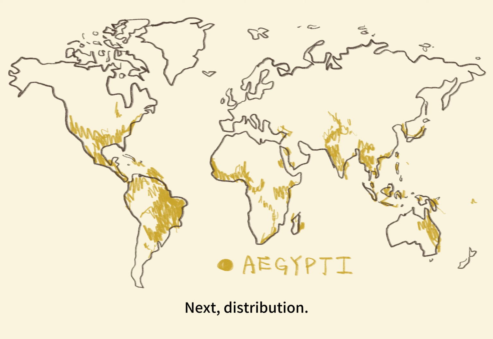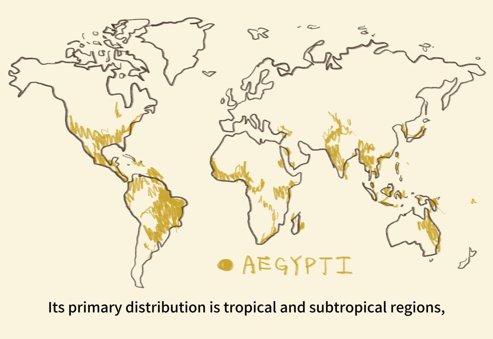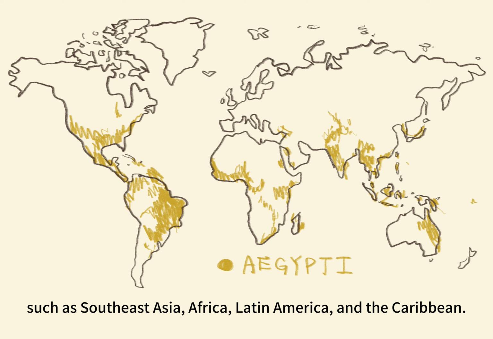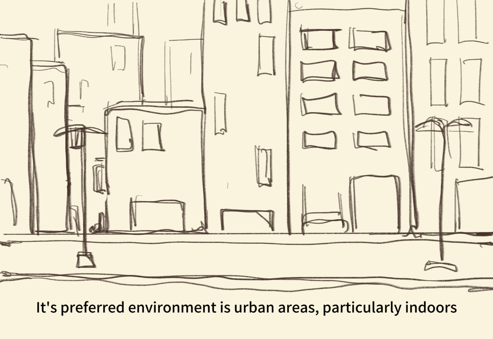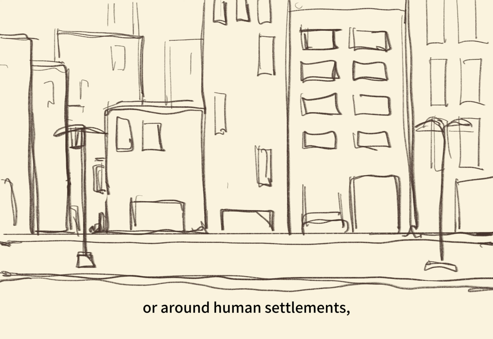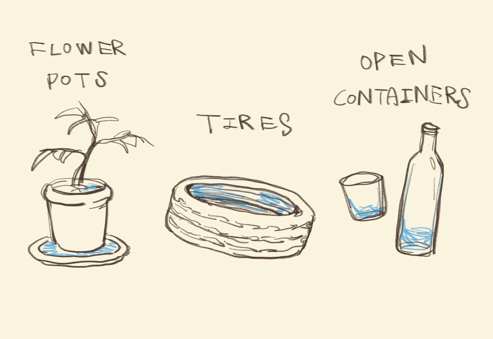Next, distribution. Let's see Aedes aegypti first. Its primary distribution is tropical and subtropical regions, such as Southeast Asia, Africa, Latin America, and the Caribbean. Its preferred environment is urban areas, particularly indoors or around human settlements, as they thrive in man-made water containers.